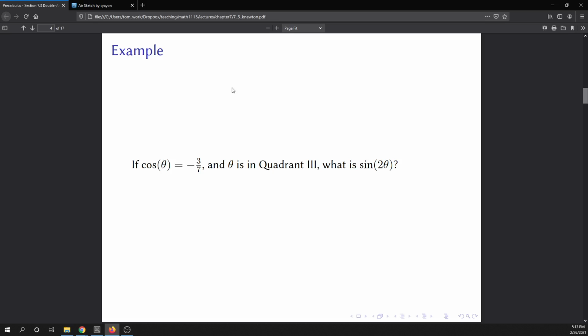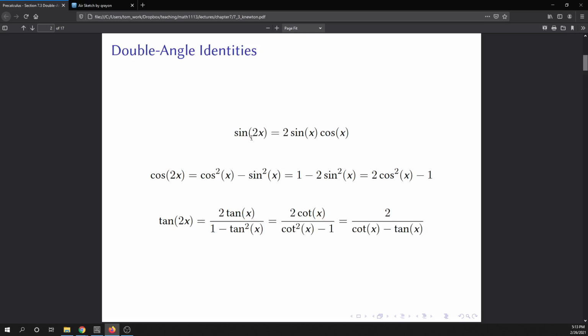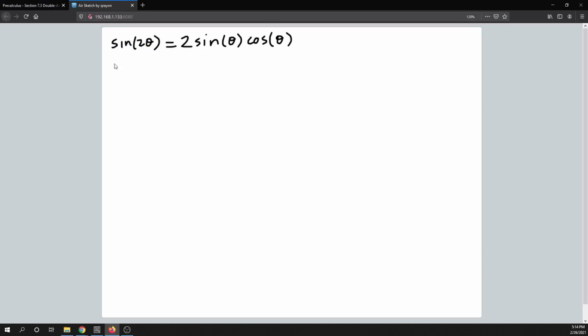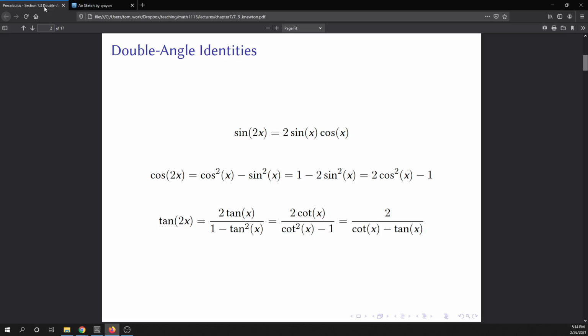So looking at the double angle identities for sine, there's only one right here, and that is that the sine of 2x is equal to 2 sine theta cosine theta. So we don't really have a whole lot of choice here about which one to use, because for sine, there's only one. All right, so we're going to use this sine 2 theta equals 2 sine theta cosine theta.